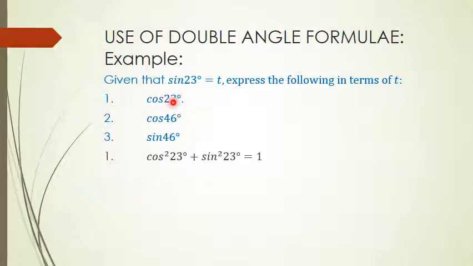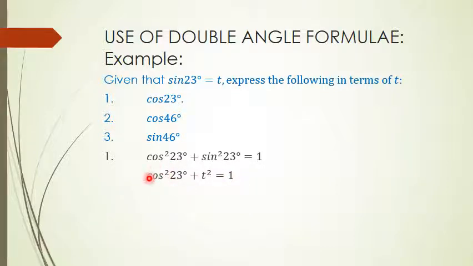But I prefer using the identity cos squared 23 plus sine squared 23 equal to 1, since we have the same angle here, 23 degrees. So we have cos squared 23 degrees plus sine squared 23 degrees equal to 1. Then that allows us to substitute for sine 23. So we have cos squared 23 degrees plus t squared equal to 1.